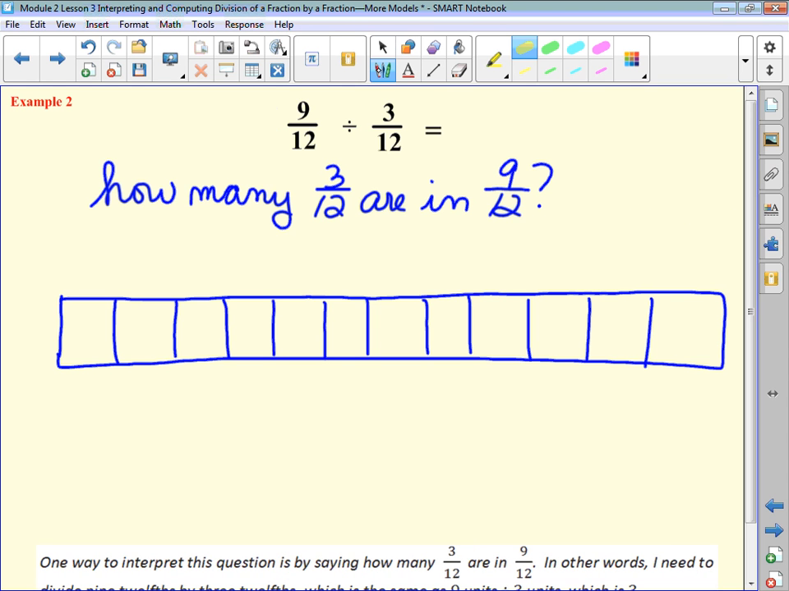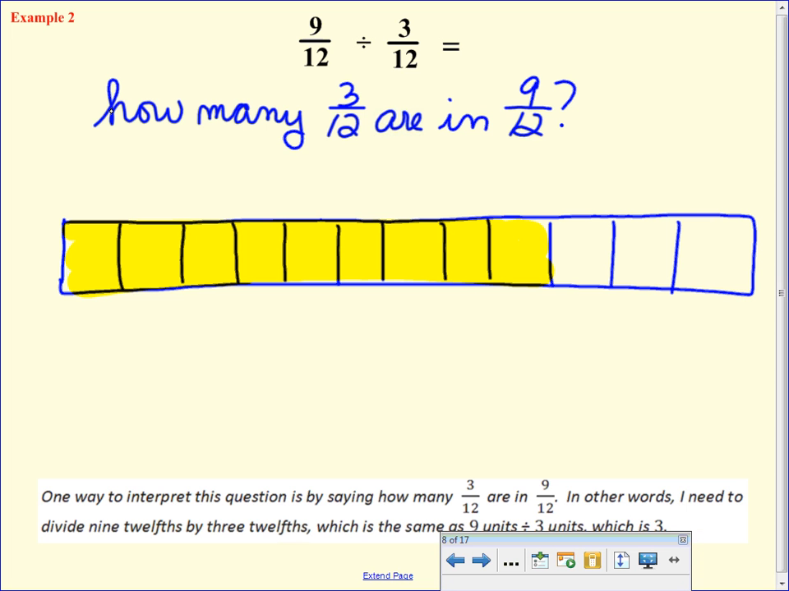So I made my 12 boxes, and I'm going to count them again just to make sure I didn't make a mistake. 1, 2, 3, 1, 2, 3, 4, 5, 6, 7, 8, 9. Okay, so I have my 9/12. I'm looking for groups of 3/12. So here is a group of 3/12. Here is a group of 3/12. Here is a group of 3/12.